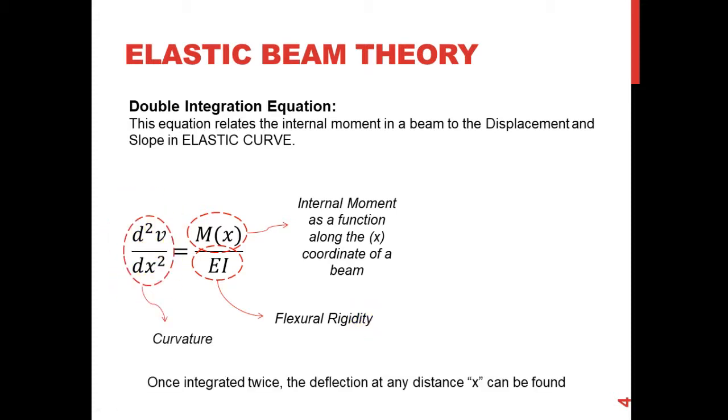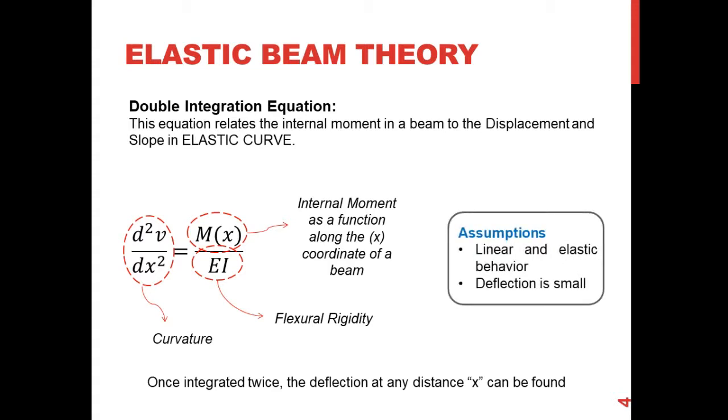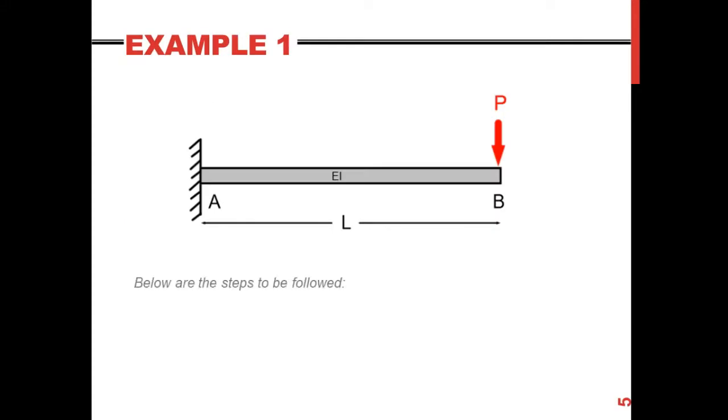This is all based on assumptions: we are dealing with linear and elastic behavior, so there's no plastic behavior here, and the deflection is small. Based on these assumptions, we can use this curvature, or the double integration equation, in order to find the deflection of a beam. So from example one, we can just follow the steps.